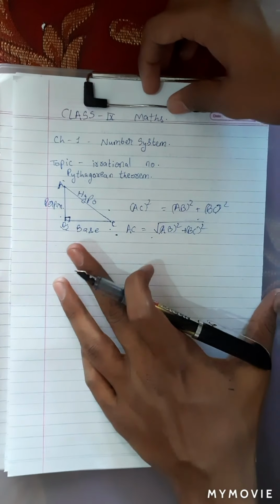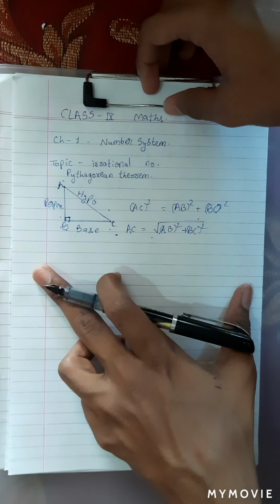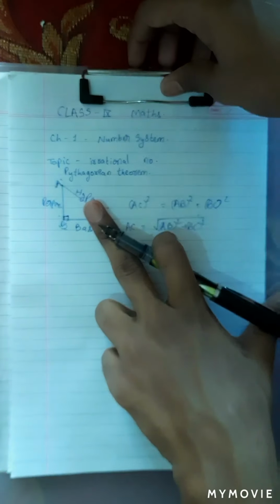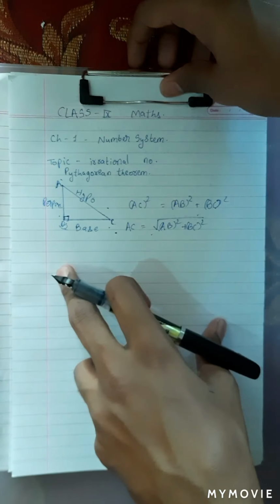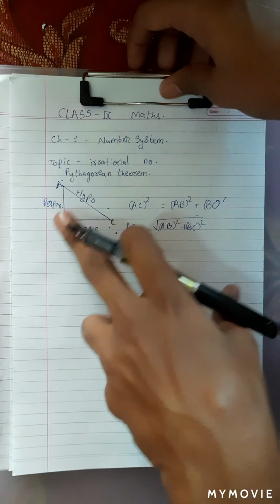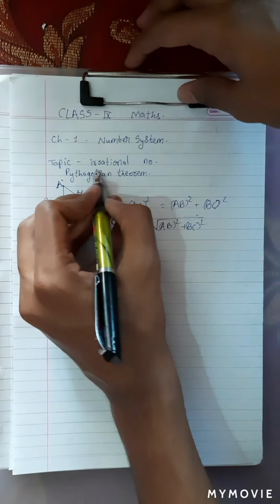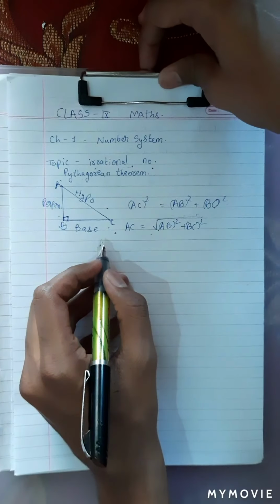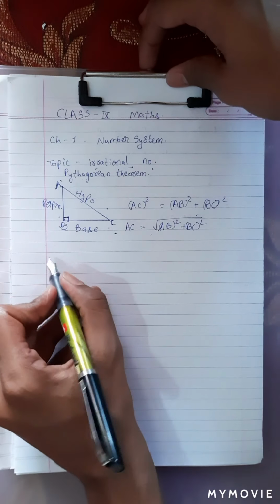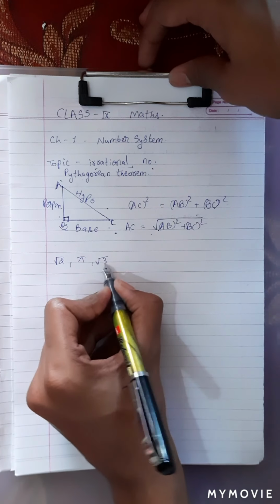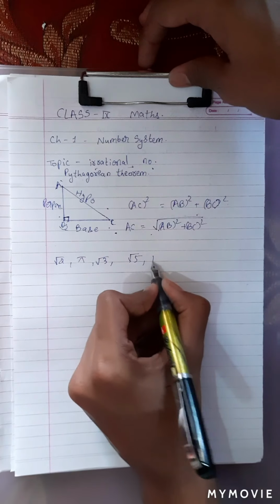So it is the Pythagoras theorem, and by this theorem Pythagoras proved that there is another set of numbers which are irrational, which neither come in the category of rational numbers, integers, whole numbers, nor natural numbers. So this is the fifth set of numbers, which is called irrational numbers, and there are many irrational numbers we come across daily, like under root 2, pi, under root 3, under root 5, under root 7.